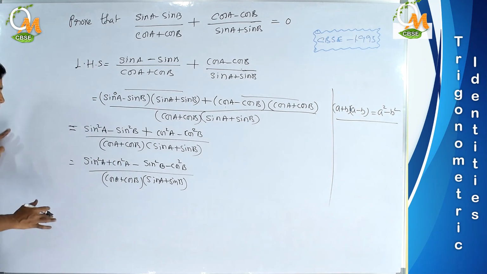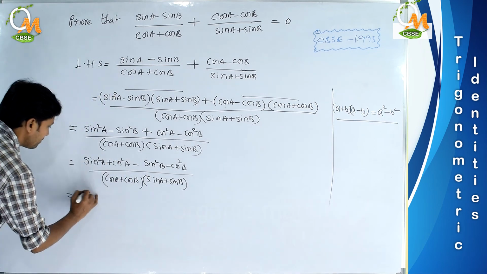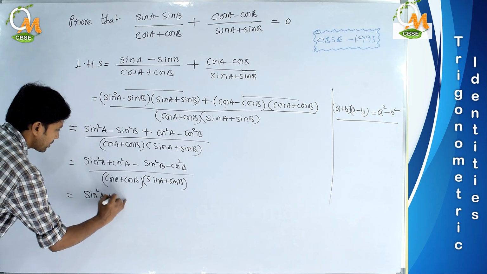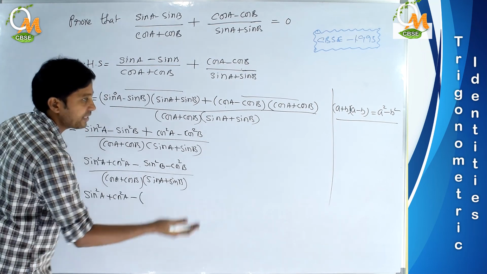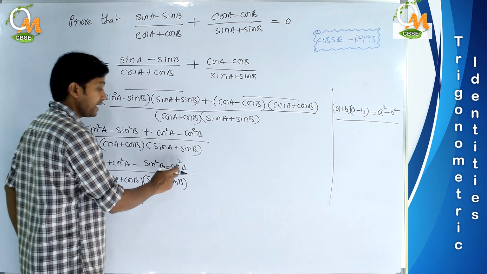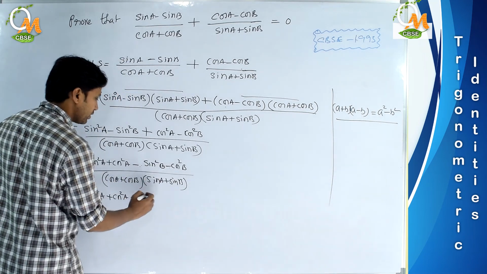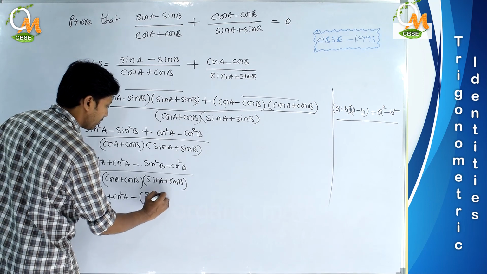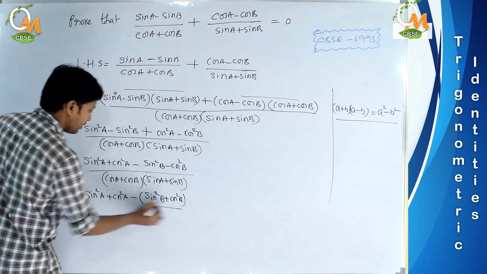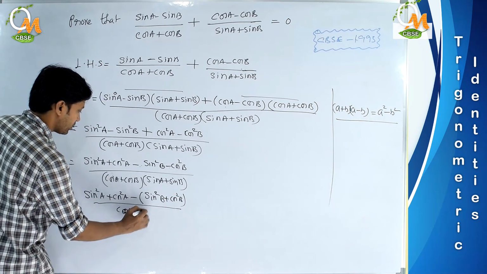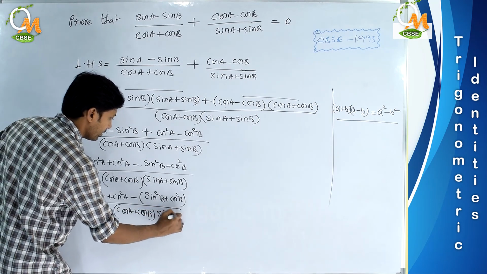Let me write down one more step. Sin square A plus cos square A. Here we can take the minus symbol in common. When we take the minus sign common, the signs of the terms change. Therefore inside the bracket we keep a plus symbol for both terms: sin square B plus cos square B, upon cos A plus cos B into sin A plus sin B.